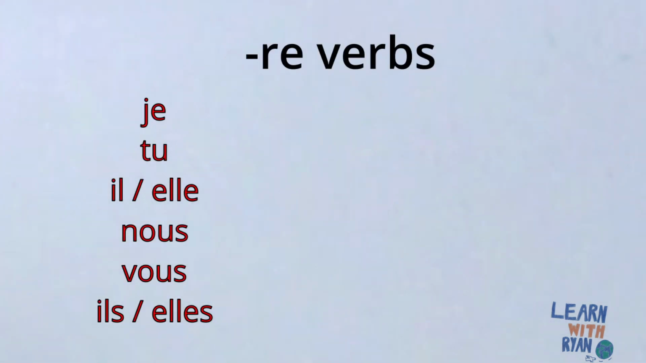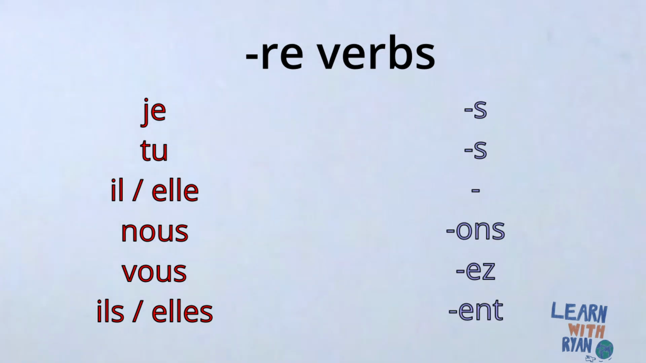Finally, let's have a look at RE verbs. So for RE verbs, we drop the RE and we add the following endings. For je, we add the letter S. For tu, we add the letter S. For il, elle, we don't add anything.